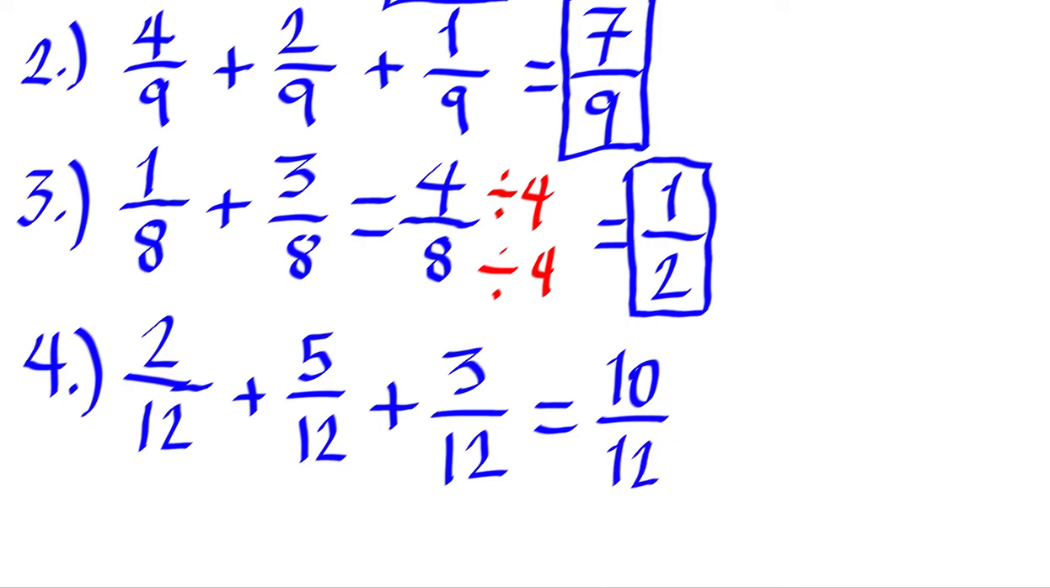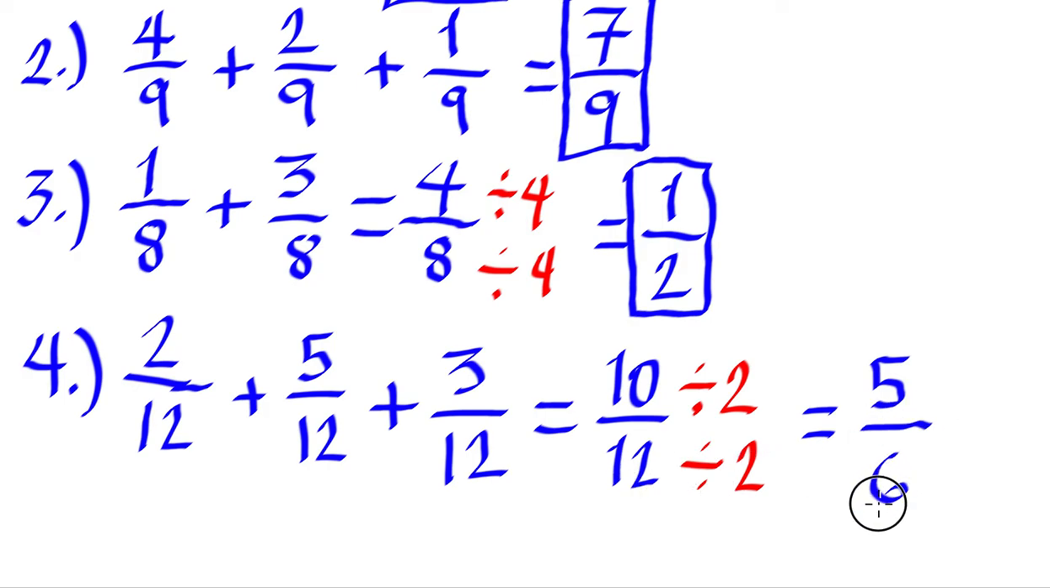Now you ask yourself, is this the lowest term? Is there any factor of 10 and 12 which can divide them both? The answer is yes. Their greatest common factor is actually 2, so we can divide this 10 by 2 and this 12 by 2. 10 divided by 2 is going to give us 5, and 12 divided by 2 is going to give us 6. And this is our answer.